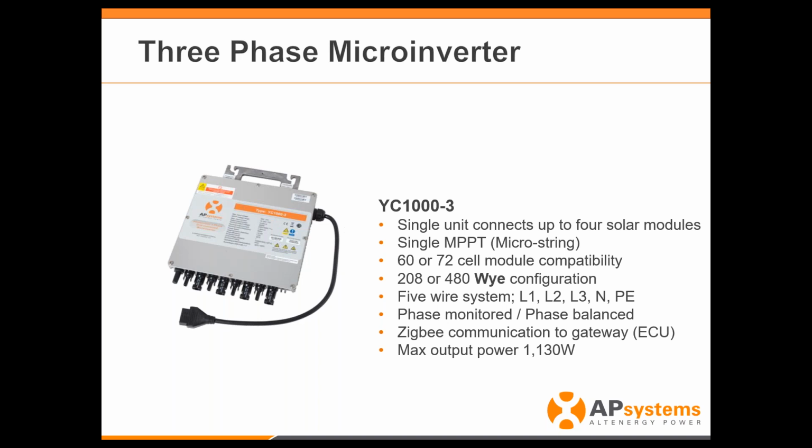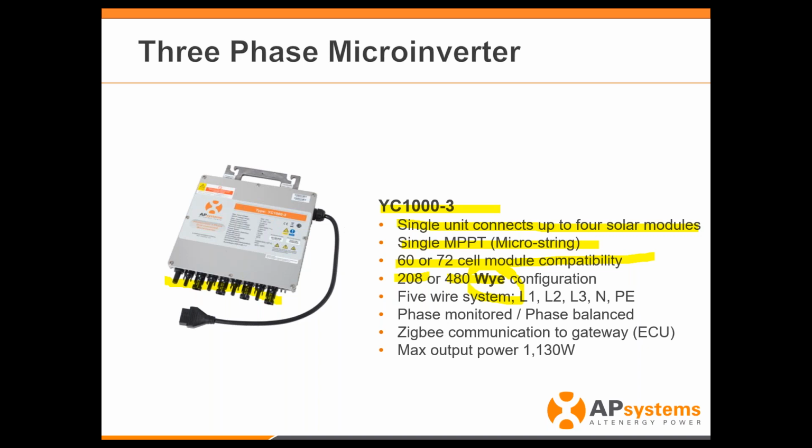Fast forward to the commercial product. The commercial product right here is traditionally made for the commercial market. This is actually nice because a single unit connects up to 4 solar modules. The big difference between the 600, QS1 and this is 2 things. This is a single MPPT, so this is actually what we call a micro string. Same 60 and 72 cell compatibility. This is used in a 208 environment or a 480Y configuration, but the key word here is Y. This will not work in any delta situation.